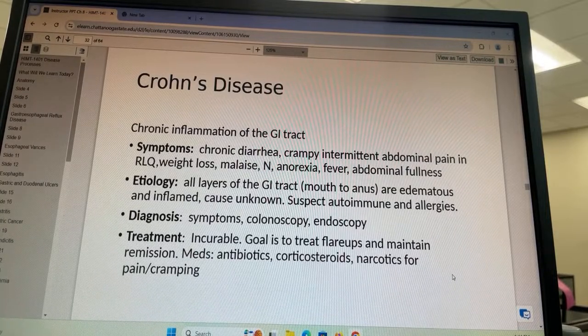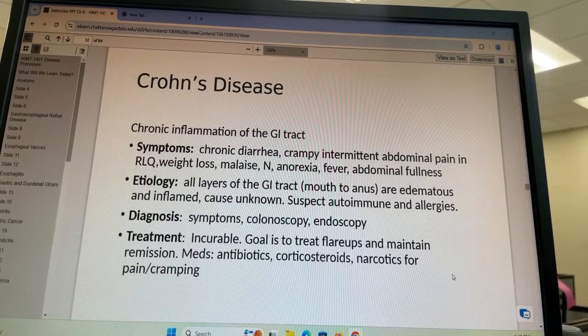All right, now Crohn's disease. Crohn's disease is a chronic inflammatory condition of the GI tract. Okay, so not just the stomach, but the entire GI tract. So you'll have chronic diarrhea, constant cramping, and abdominal pain, generally in the right lower quadrant is the most common. Weight loss is a big one. Malaise, just that feeling unwell and tired. Nausea, anorexia, fever, all these different things, your typical GI issues.